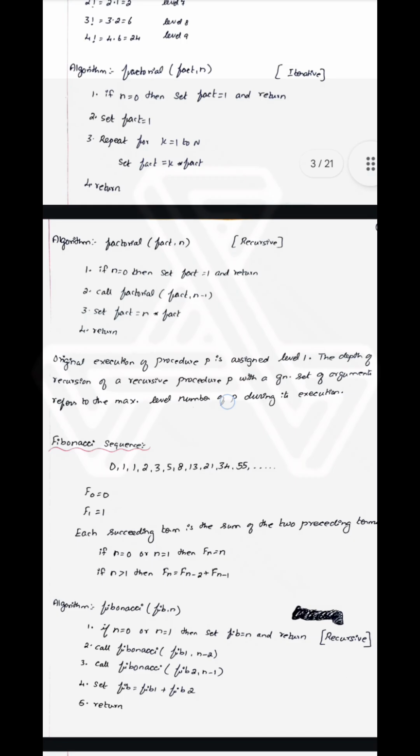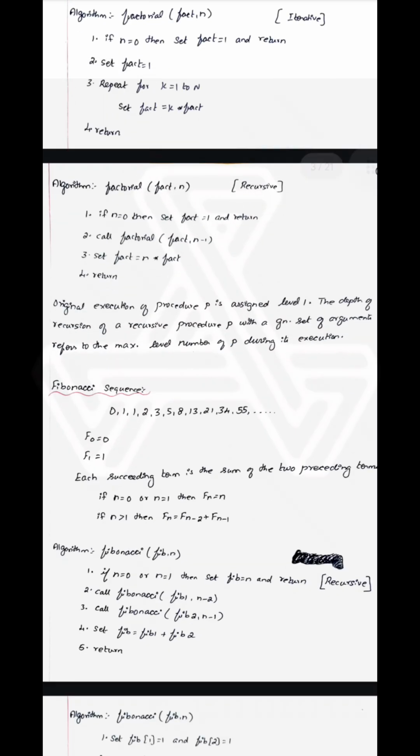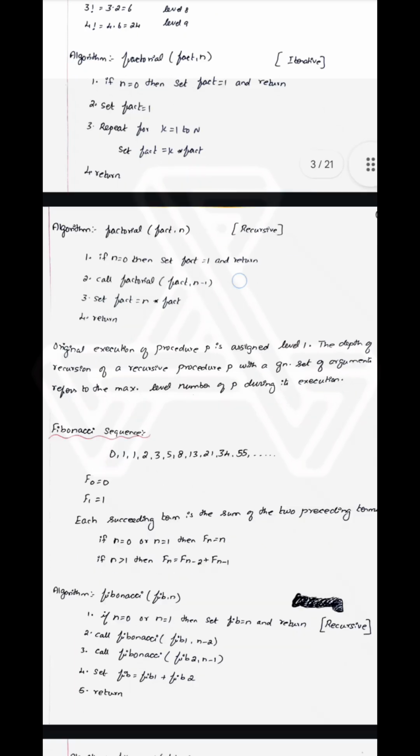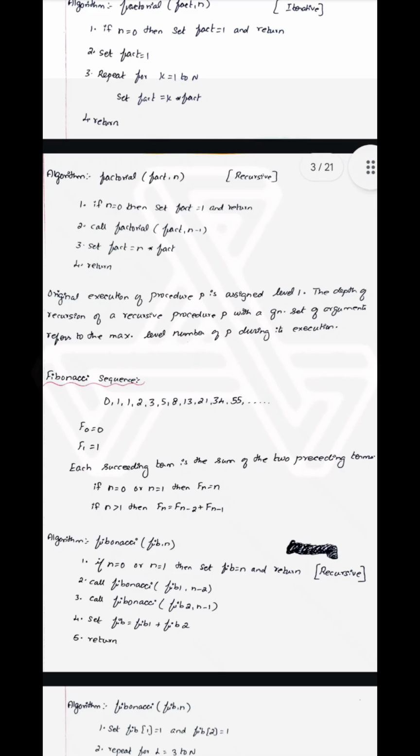So the algorithm for this iterative will be like this. For k equals 1 to n, set fact equals k into fact. Then for recursion we have: if n equals 0, then set fact equals 1 and return. Else call factorial of fact, n minus 1.